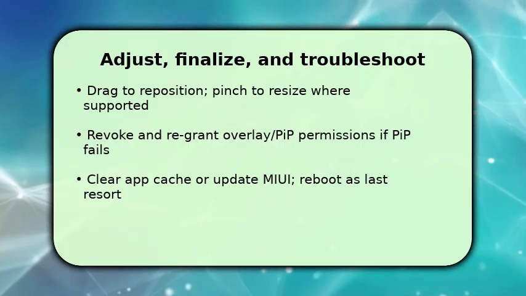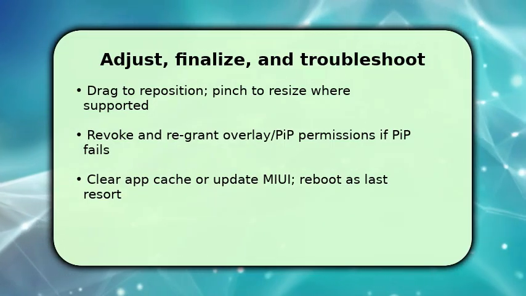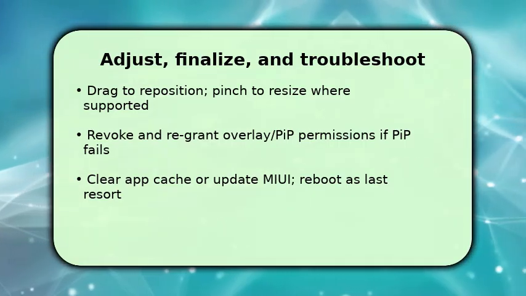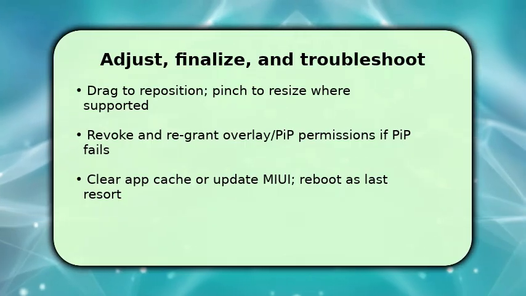Make sure to clear app cache or update MIUI if problems persist, and reboot the phone as a final step. One key troubleshooting tip: if nothing works, check whether a system update or third-party security app is blocking overlay. Disabling that temporarily.